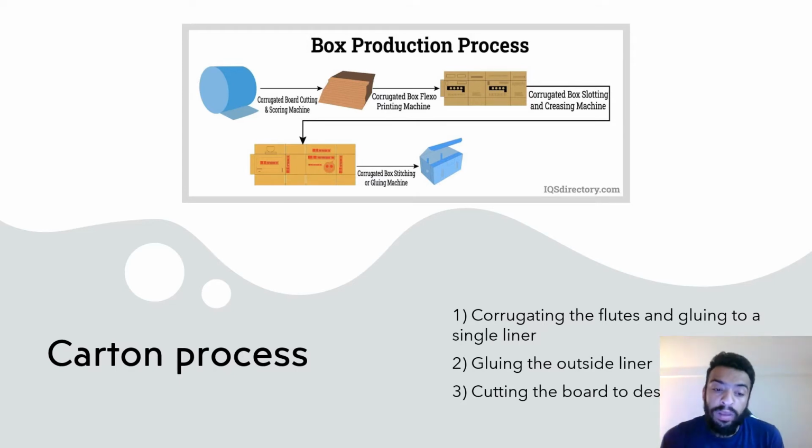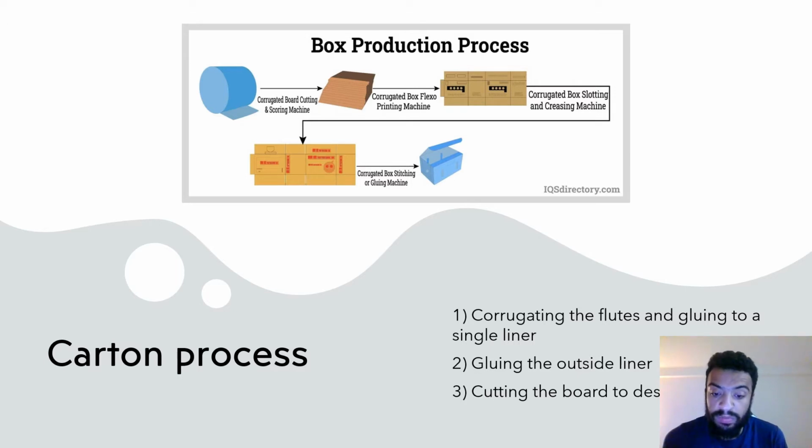So in order to make a carton box, it has three main steps. The first step is corrugating the flutes and gluing to a single liner. This process is done by 3 sheets of paper being unloaded simultaneously on the corrugator: the inner, the outer, and the middle, which is also called the medium. The medium is given a wave.